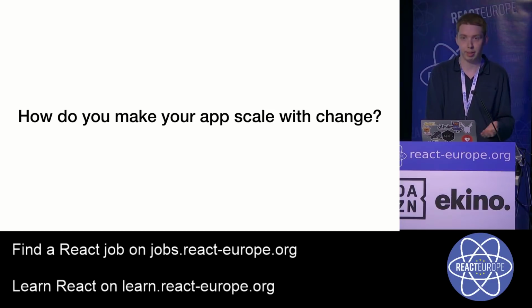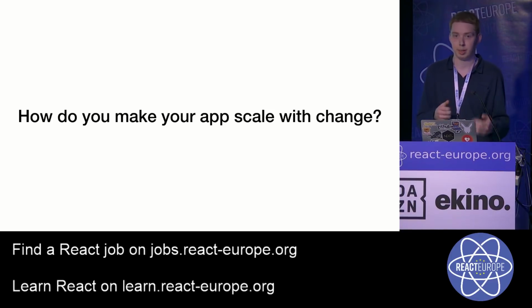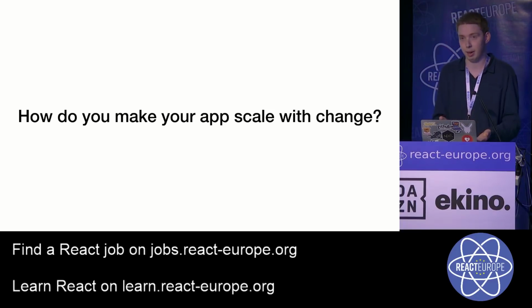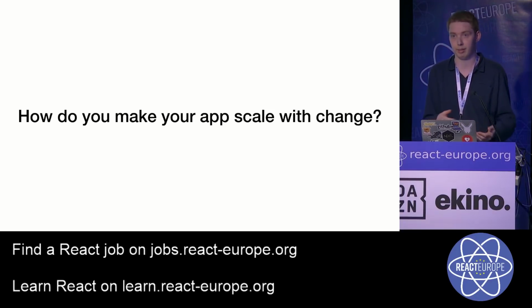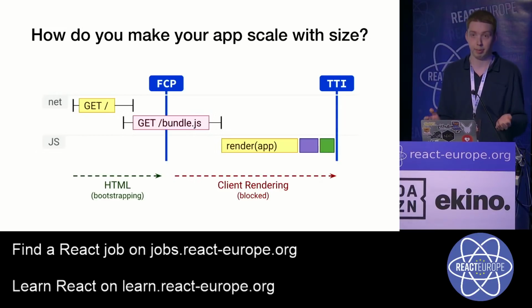So how do you make your app scale with these changes? Because if you have multiple different pages that are in different situations, for example, you want to create a dynamic product page that is rendered on demand for every customer, you can't do that when you have a static site generator, for example. And furthermore, how do you make your app scale with size?